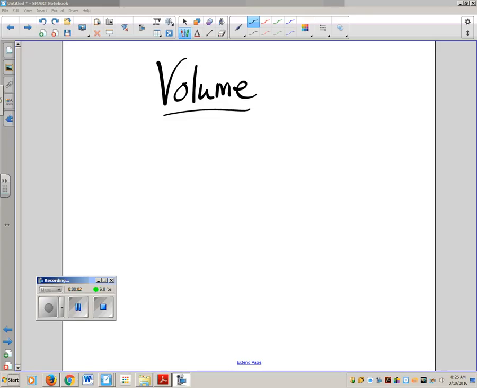We are working on volume. You need your notebook for this, not your textbook. We're going to be working on just practicing some different shapes, finding the volume. So make sure you have your notebook. On the top of the page, write volume.